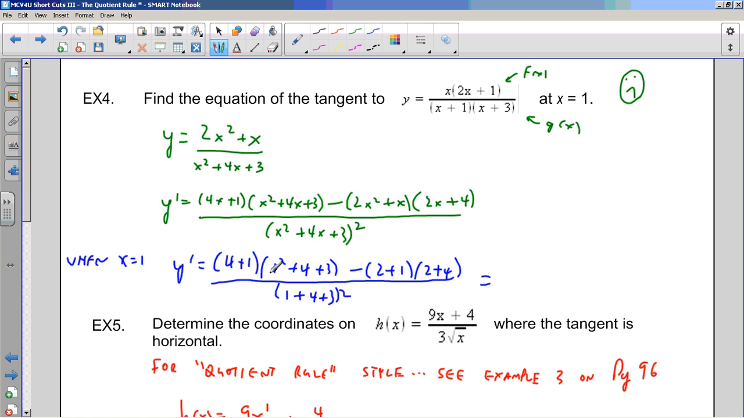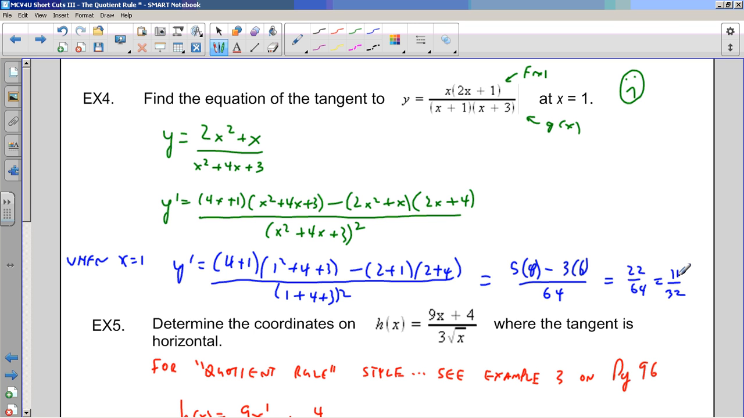This isn't so bad. I don't even need my calculator. This is 5 times 1 plus 7 is 8 minus 3 times 6, all over 8 squared, 64. 40 minus 18 is 22 over 64. Lowest terms, 11 over 32.